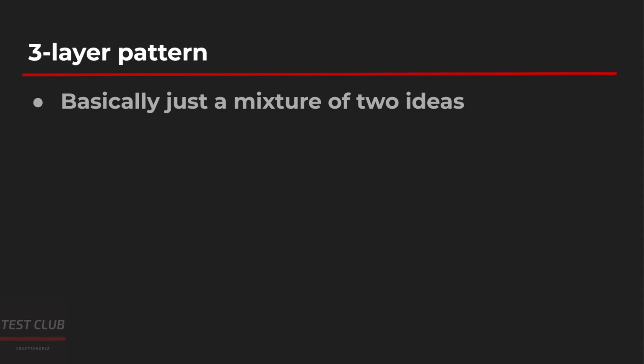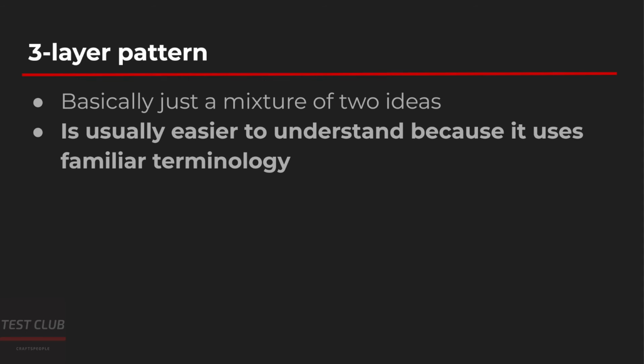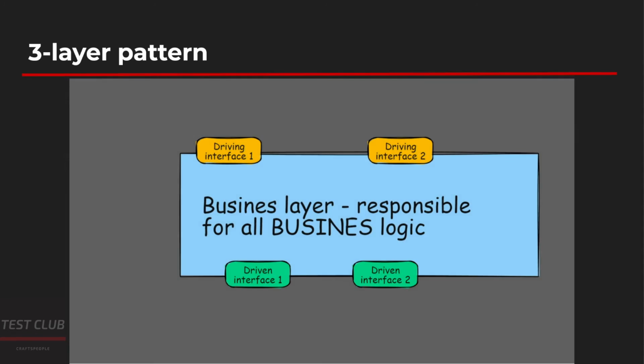Now, three-layer Test Club pattern is basically just a mixture of two ideas, but because it is based on the layered architecture terminology and presented as a typical layered architecture, I think it is usually easier to understand. So let's consider a three-layer pattern in a nutshell. We have a business layer, and this business layer is responsible for all business logic and operations. And we're also exposing from the business layer two interfaces: driving interface, an interface which will start an interaction, and driven interface, an interface that will be used by our application to contact some other system if necessary.